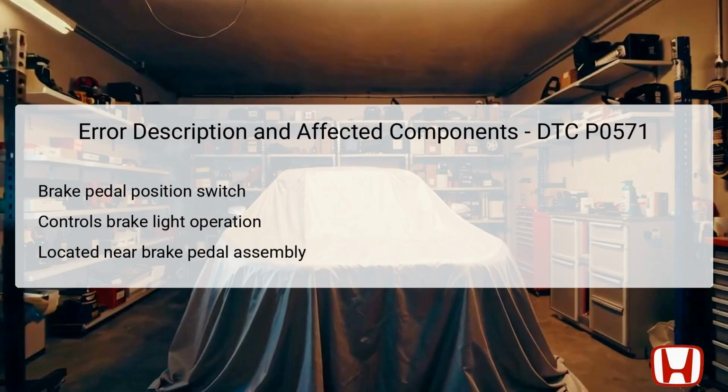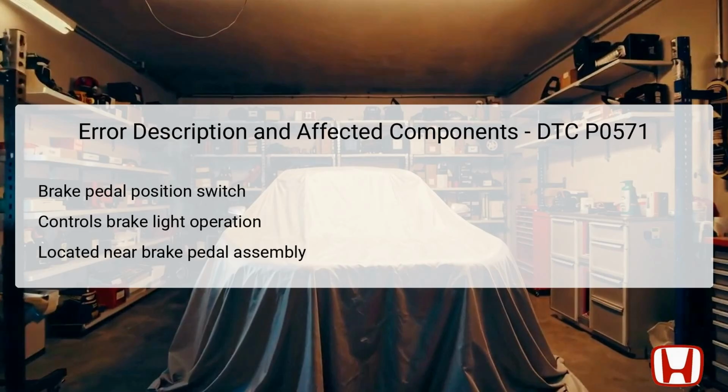The brake pedal position switch is the primary component affected by DTC P0571. This switch is designed to detect the position of the brake pedal and relay this information to the vehicle's systems. Its primary function is to control the brake lights. When the pedal is pressed, the switch signals the brake light circuit to activate. The switch is mounted on the brake pedal assembly, allowing it to respond effectively to the pedal movements.